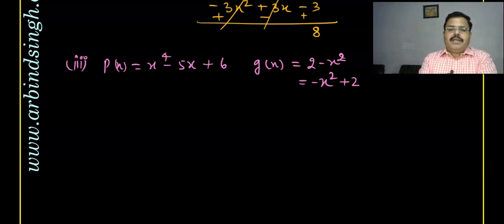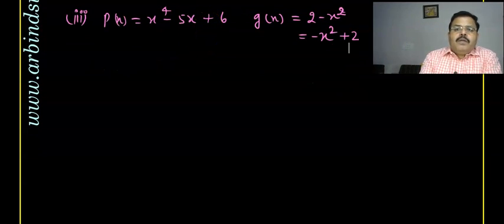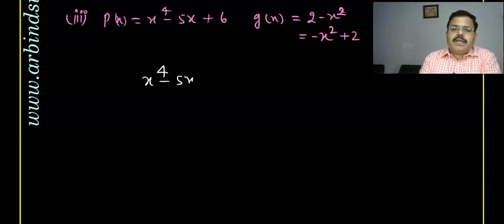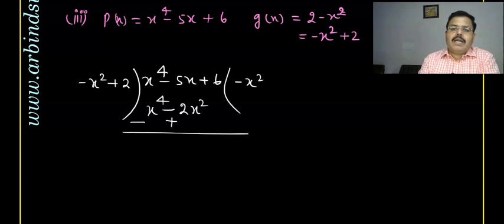So now we have to divide this. So let us find this division. To divide them, x4 minus 5x plus 6, we have to divide by minus x square plus 2. So we multiply by minus x square, so that it will be plus x4. So that will be x4 minus 2x square, minus plus. So that cancels out. There is no term of x square, so it will be 2x square minus 5x plus 6.